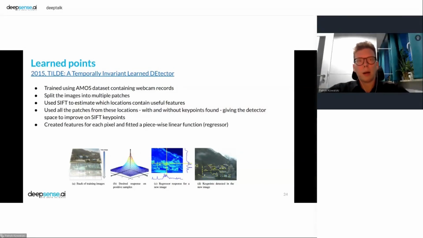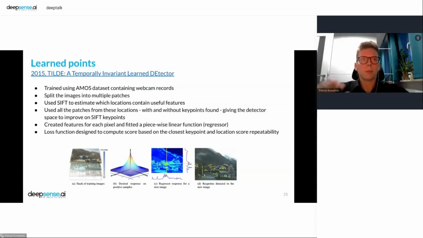So this way we get a map of the probability of key points in the center of every patch. And the loss function is, for one thing, based on the distance from the key point, because, as I said, if the key point's in the center, then it's good. But also the location score repeatability. So if we know the key point should be there, then we'd like the model to always find the key point there, no matter what the illumination is. So that was one way to make SIFT a bit better.